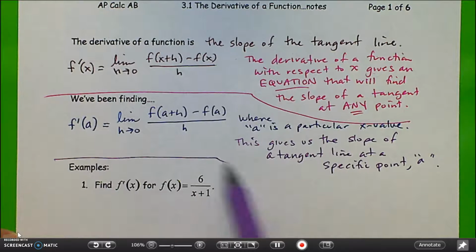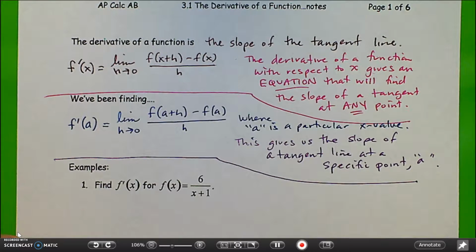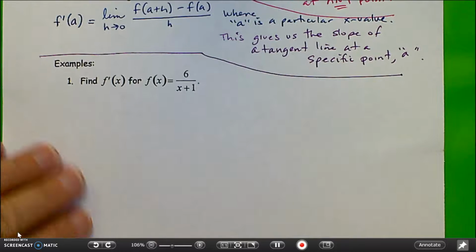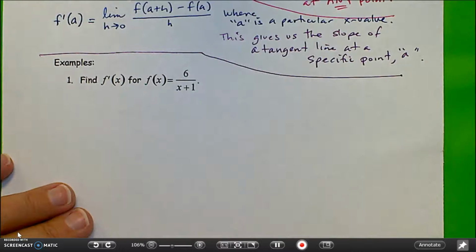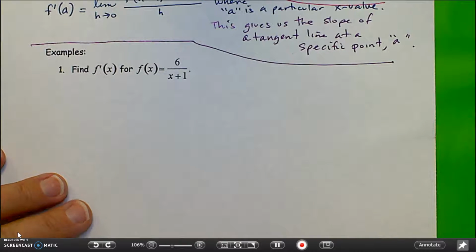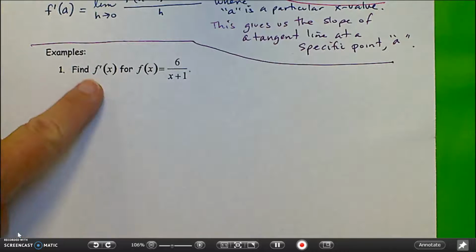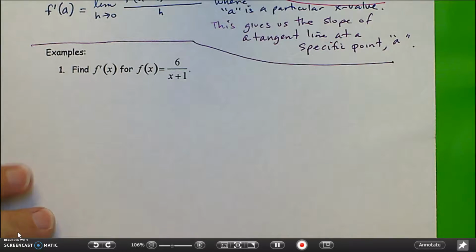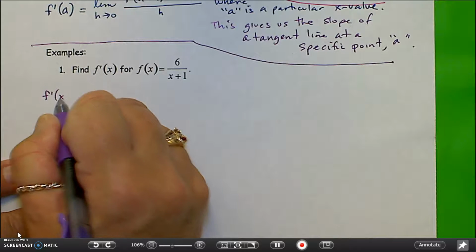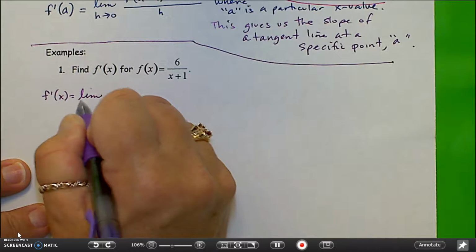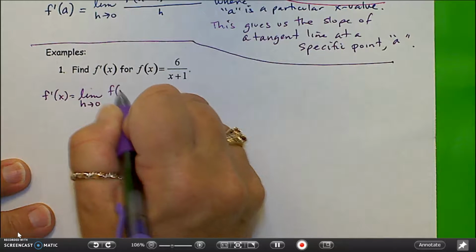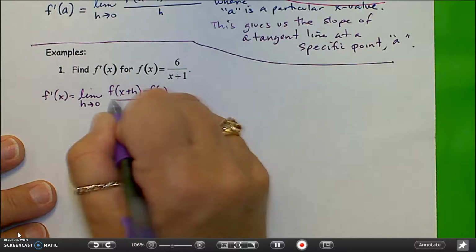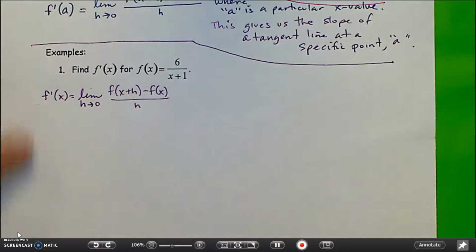Alright, so let's do an example problem. Again, this is very similar to what we've done before, but we're just going to leave x's in there. We don't have a particular value of x that we're interested in, so x will come along for the ride here. So we want f prime of x, or the derivative, for the function 6 over x plus 1. I always like to start by writing out my definition of derivative, the equation I plan to use. So I'm going to use my standard f of x plus h minus f of x all over h. It's my derivative notation.